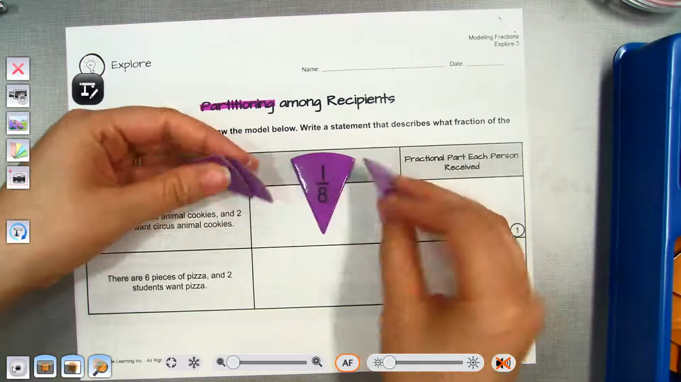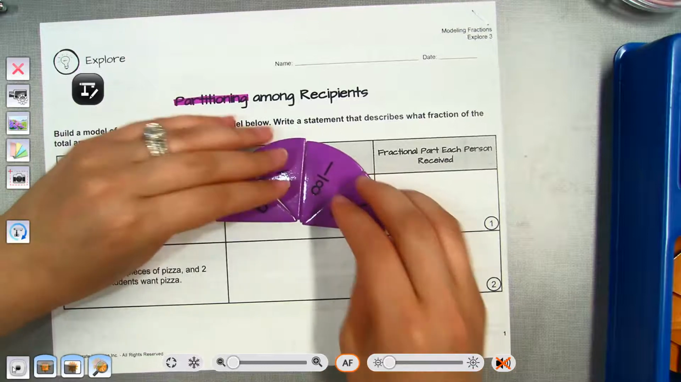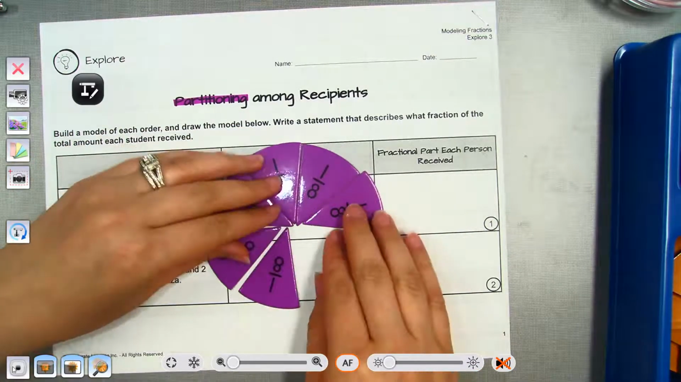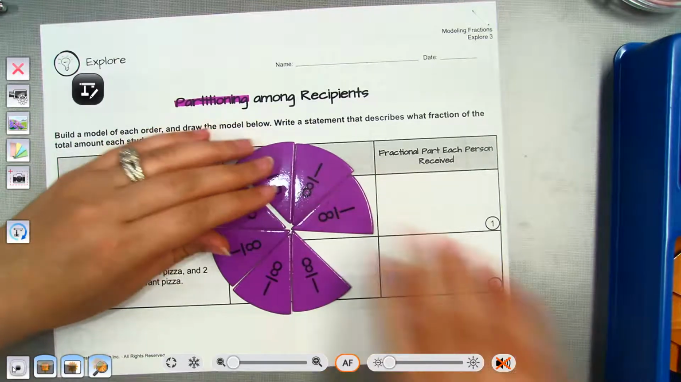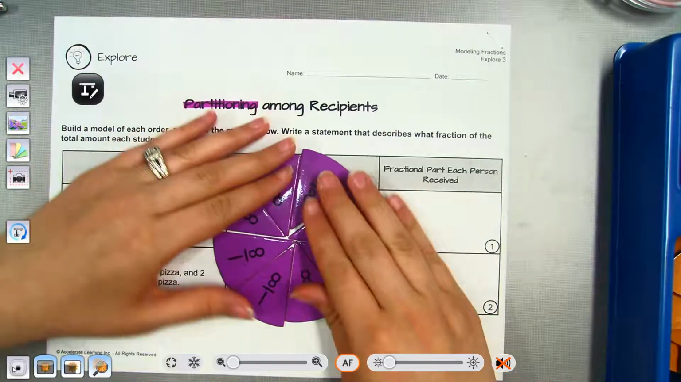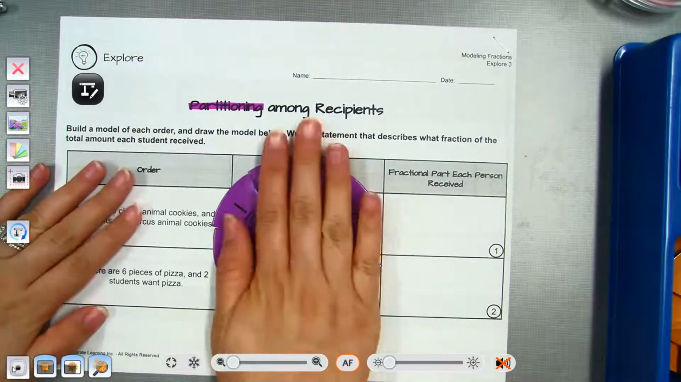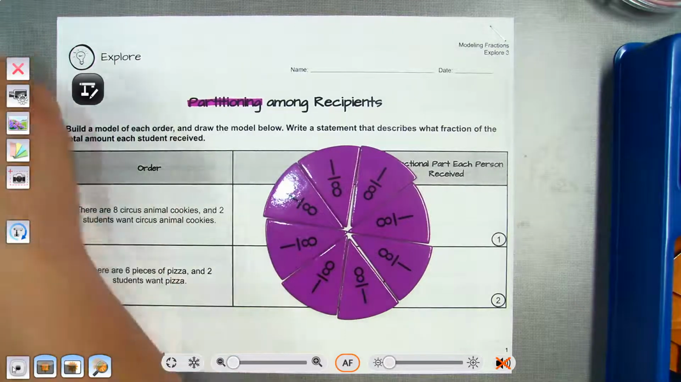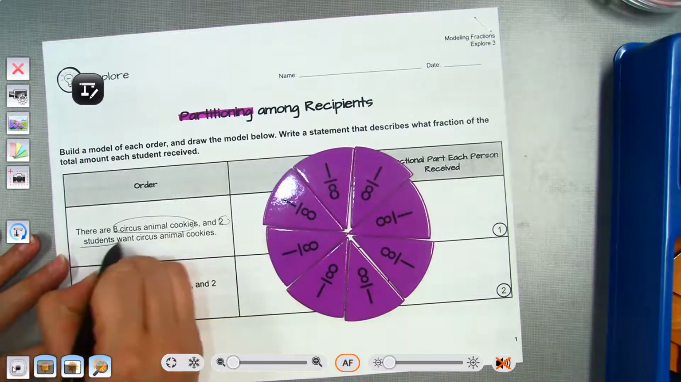So you're going to get the fraction that is 8. Okay. Here we're going to pretend these are our animal cookies. Okay. So get all your 8s, because there's 8 animal cookies. So here's my 8s. And we're going to divide this into 2 because we have 8 animal cookies and 2 students.